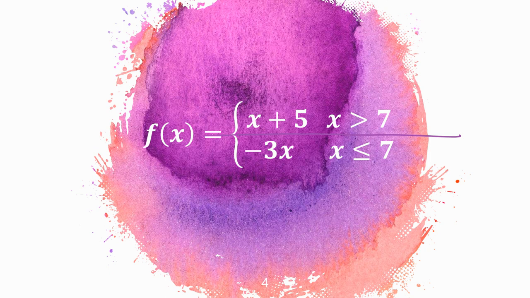Now, pay very, very close attention to the number to see which one it falls into, because the 7 falls into this bottom one. So down to, because it's greater than, but not including 7, we're going to do x plus 5. Anything less than and also 7 will be plugged into this negative 3x function.